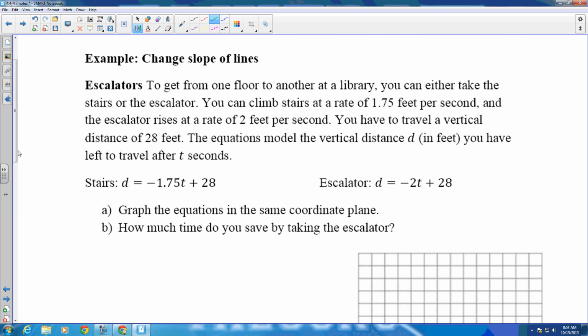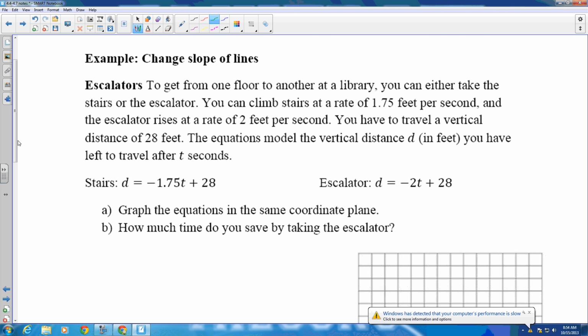Okay, here's a word problem. To get from one floor to another in a library, you can either take the stairs or the escalator. You can climb the stairs at a rate of 1.75 feet per second, and the escalator rises at 2 feet per second. You have to travel a vertical distance of 28 feet. The equations model the vertical distance you have to travel after d seconds. You have stairs and the escalator, two different equations.